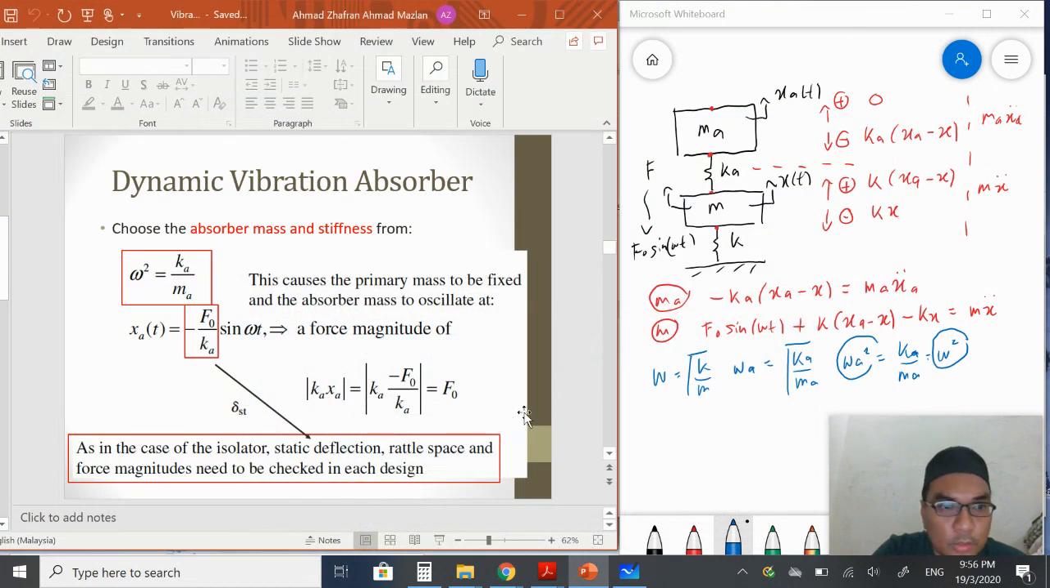So we can continue here. As in this case of isolator, the static deflection, which means the amplitude of the absorber, will become the static deflection in a rattle space, and also the force magnitude needs to be checked in each design. So it needs a specific design to make your absorber effective.